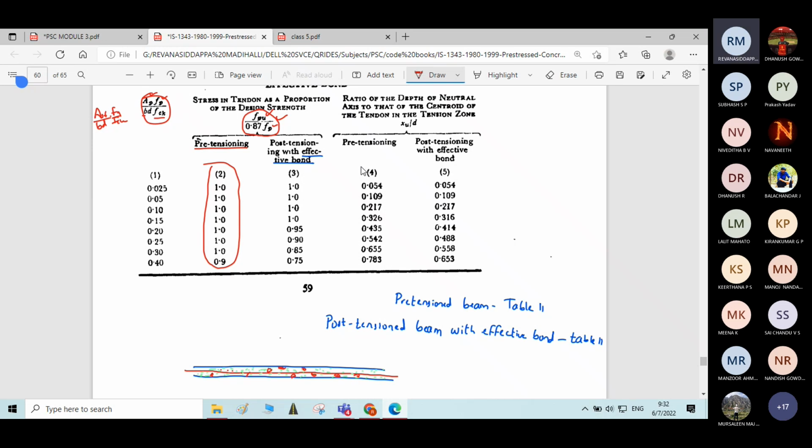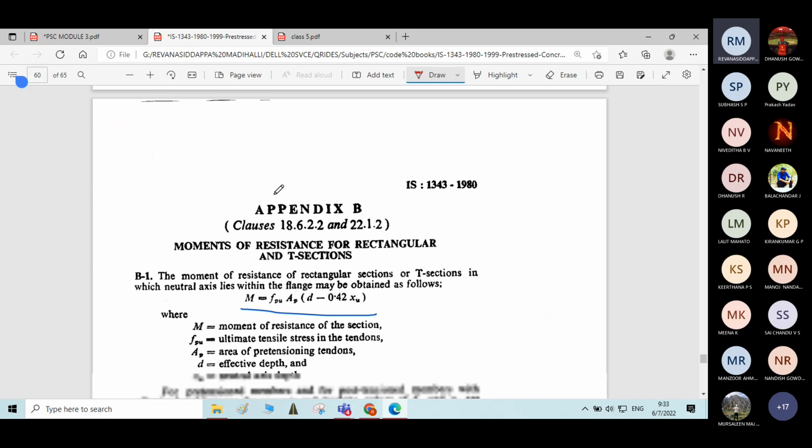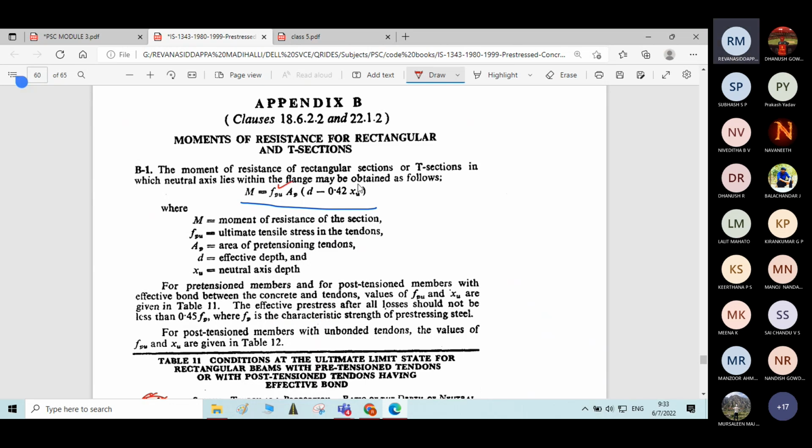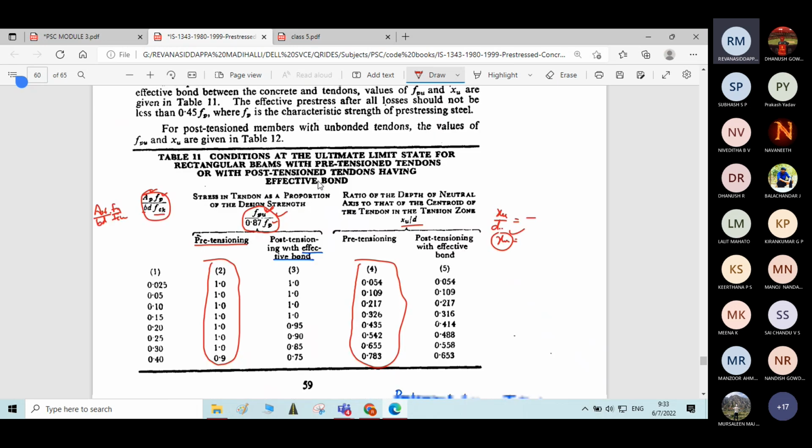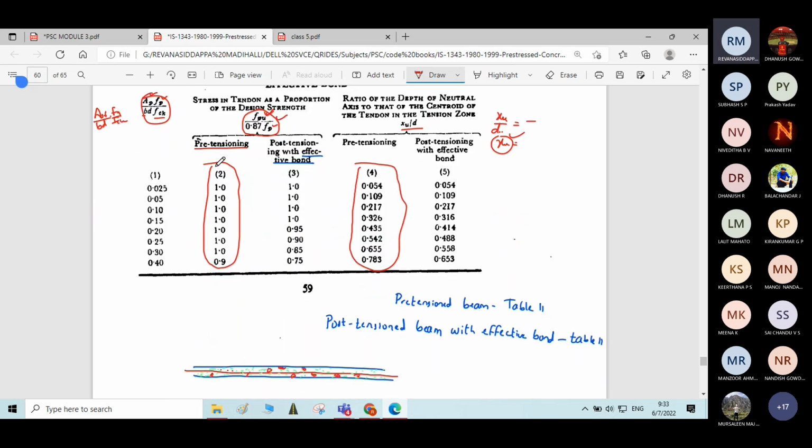Similarly, using another column of pre-tensioned beam, you will find the ratio of XU by D. You will get some value here by referring to this column. If you substitute the D value here, you will get the depth of neutral axis. Now you got the depth of neutral axis. You also got the value of FPU. Substituting both FPU and XU, and AP will be given in the problem, and the effective depth will also be given. Substituting all the things, you will get the moment of resistance. Very simple procedure. This is the procedure for pre-tensioned beam.